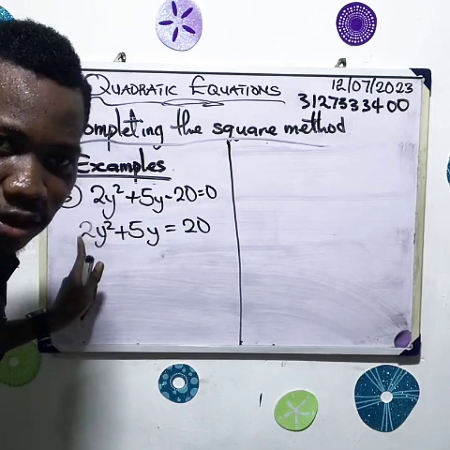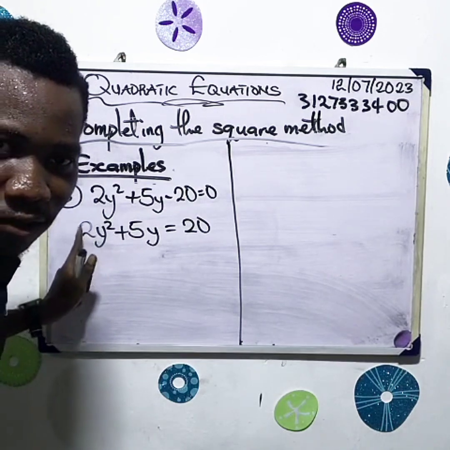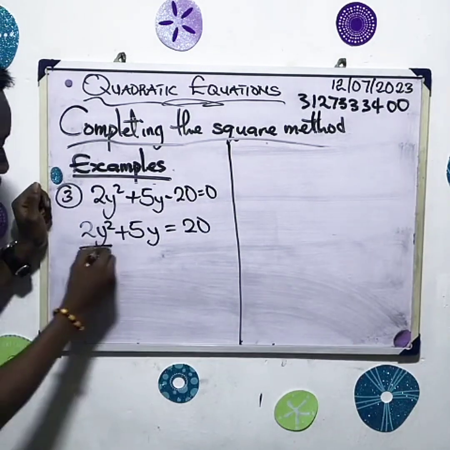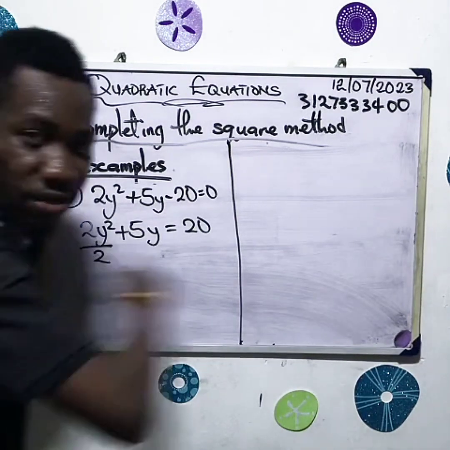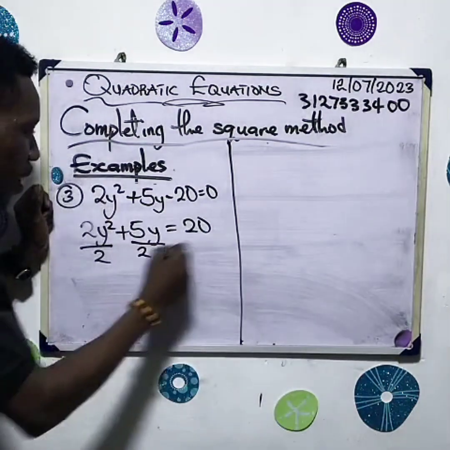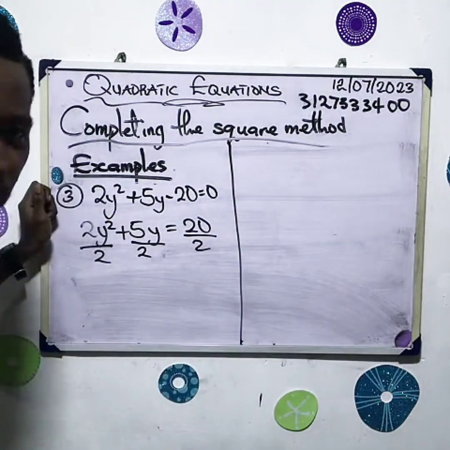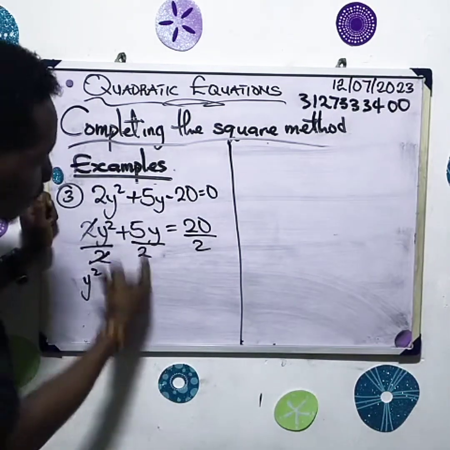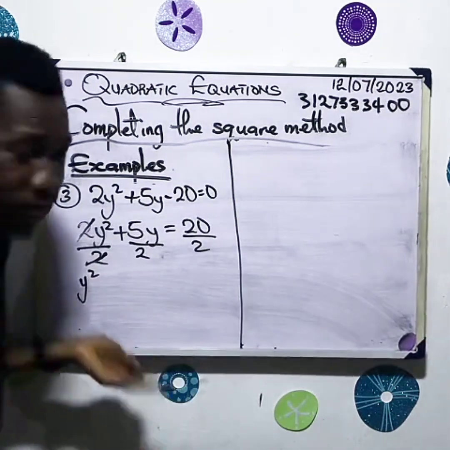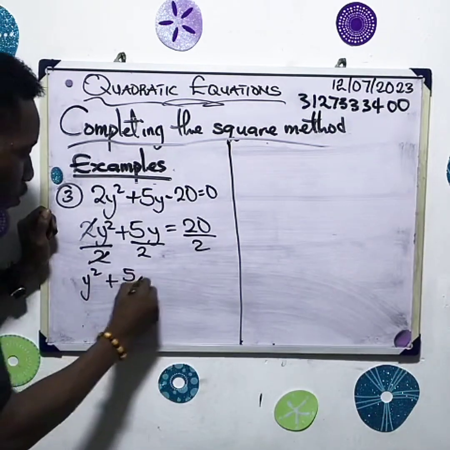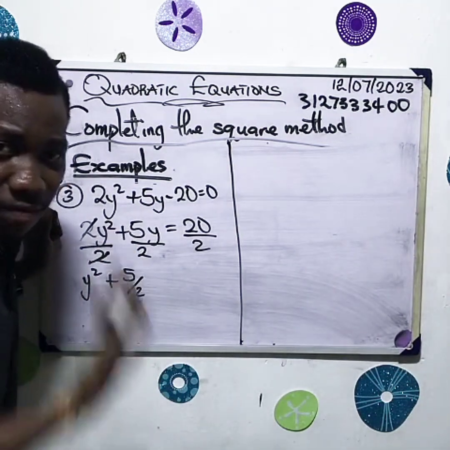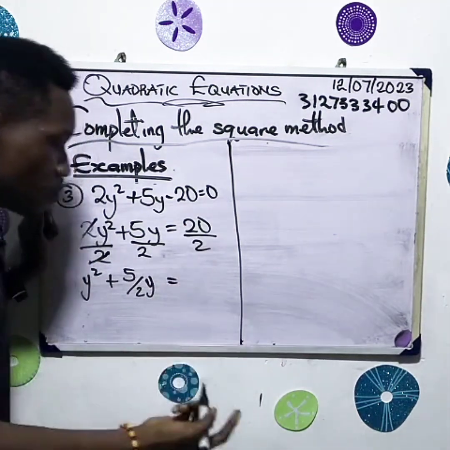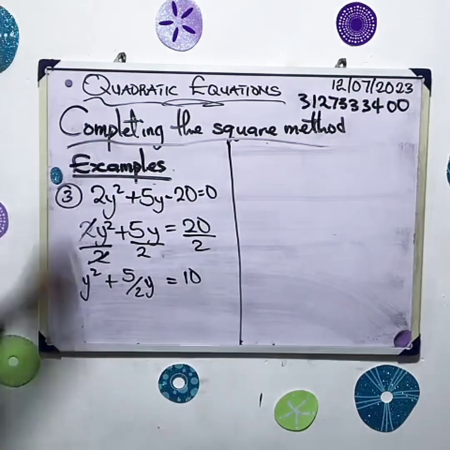So we need to deal with these two. How do we do that? We need to divide by 2. And it's not just this, divide through. So all of them divided by 2. So these 2 cancel these 2, and you have y squared, then 5 over 2, because it's not a whole number, it's either a decimal or a fraction. So 5 over 2y equals 20 over 2, 10. So what's the next thing we are going to do?